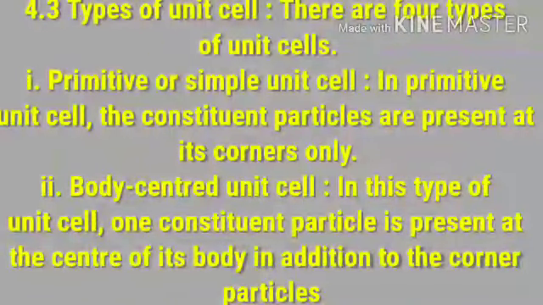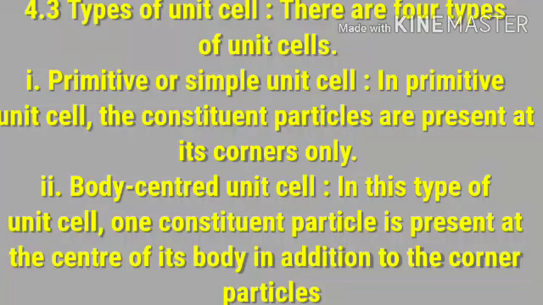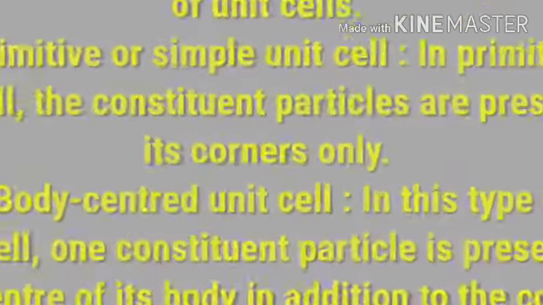Now, types of unit cell. There are four types of unit cell. First one, primitive or simple unit cell. In a primitive unit cell, the constituent particles are present at its corners only. Second, body-centered unit cell. In this type of unit cell, one constituent particle is present at the center of its body in addition to the corner particles.